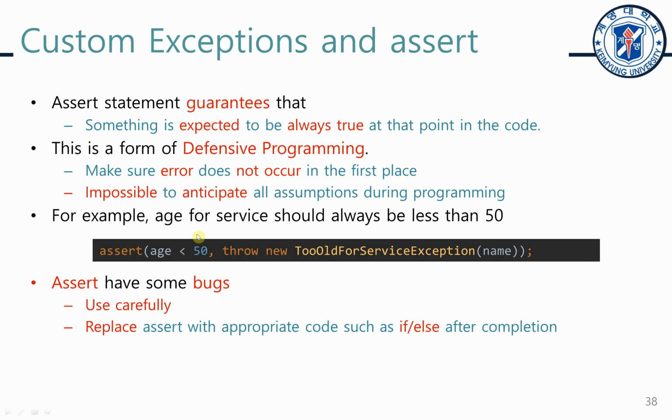For instance, the age of a person who wants us to give service should always be less than 50. So this is a form of defensive programming to make sure errors do not occur, but it is not a good way of writing a program. And it is impossible to anticipate all the errors that will occur in your program. If you want to anticipate all the errors that will occur in your program, you will never be able to finish writing a certain program. So sometimes you can just leave it be.